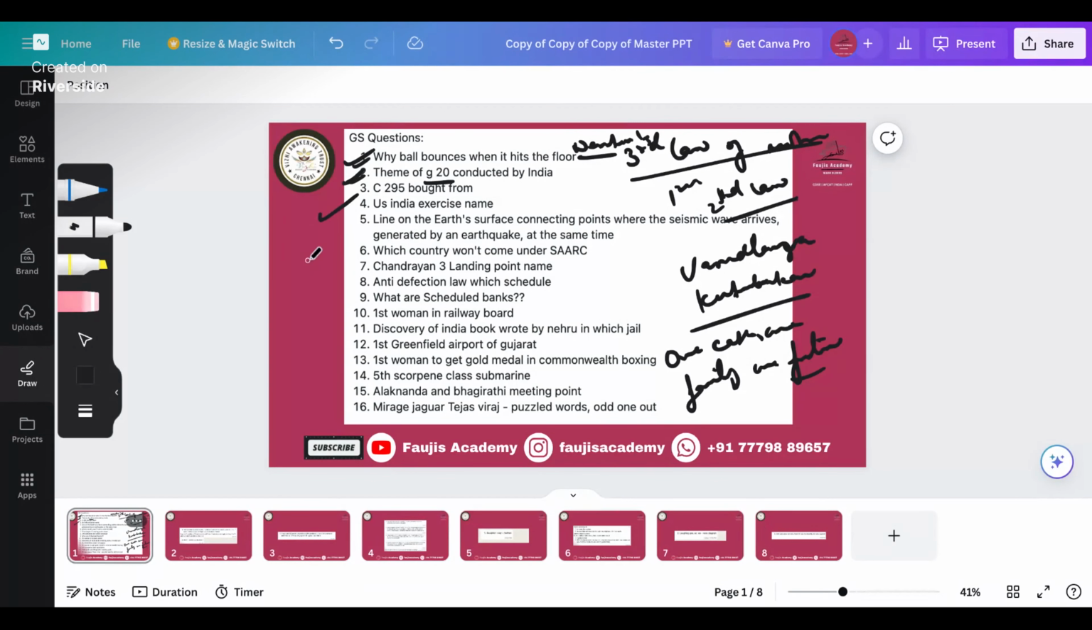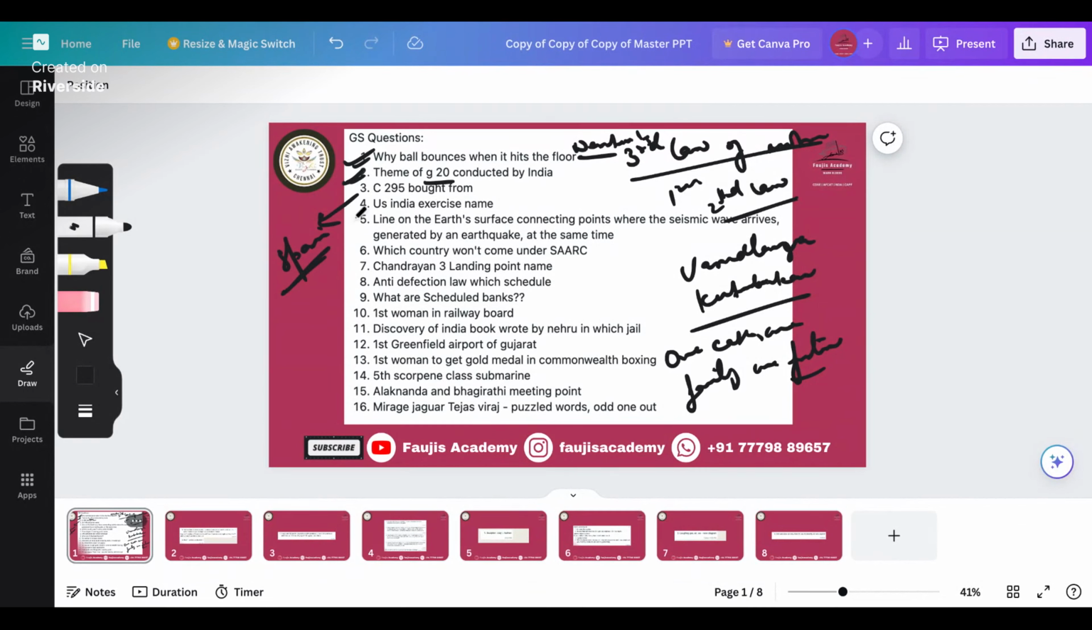C-295, which is a transport aircraft, has been bought from which country? It has been bought from Spain. Okay, remember that. All the others, like C-130J, C-17 Globemaster and things like that, you should remember as well.